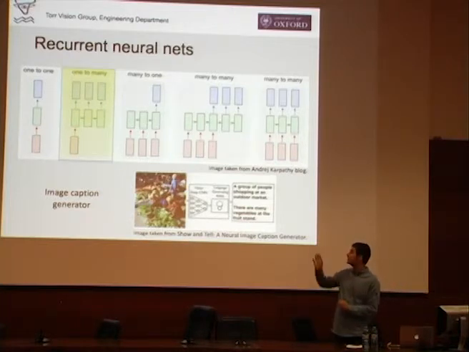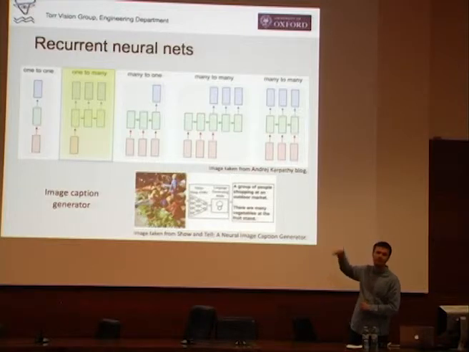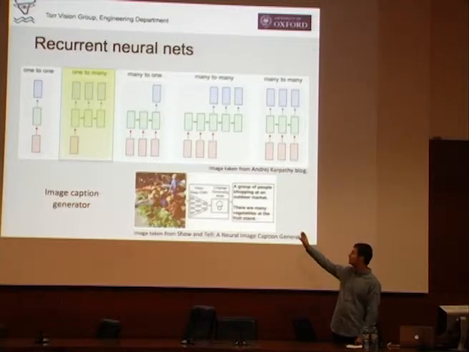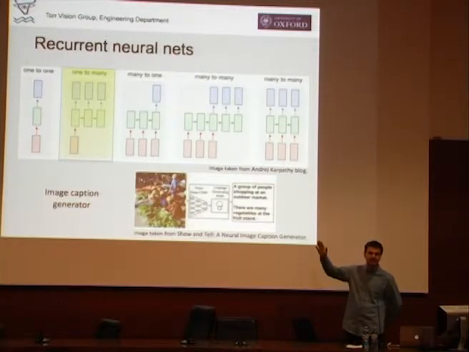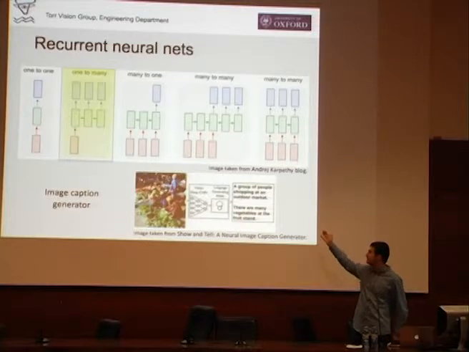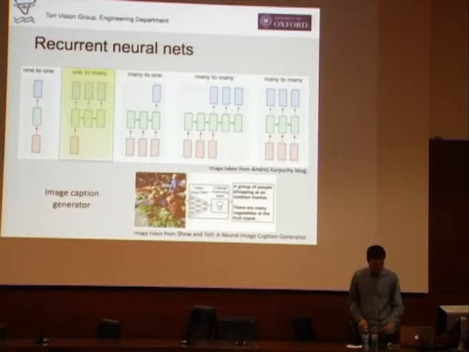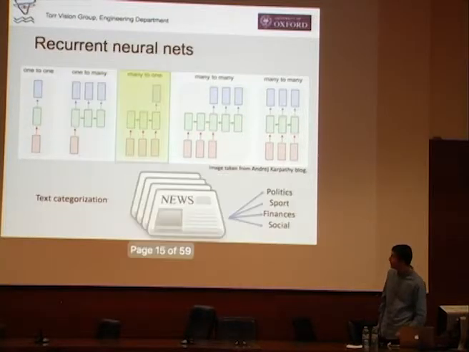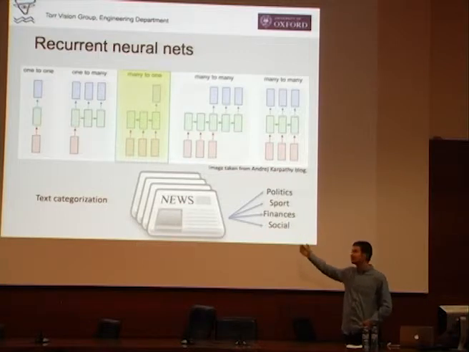Another case is one-to-many, so the input is one thing only, and then the output is a sequence of elements. One clear example of this is image caption generation. So the input is one image, and then the output is a set of words that describe the input image. And you probably have seen this before. It works decently well.